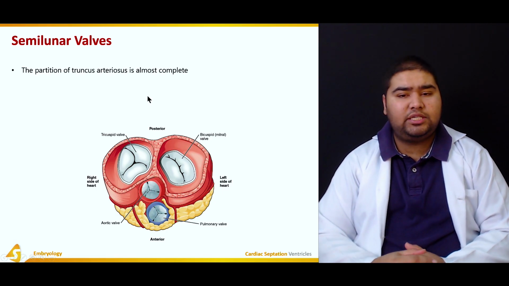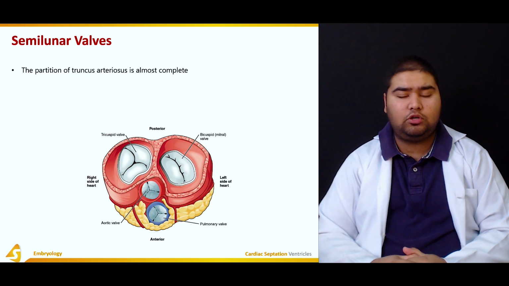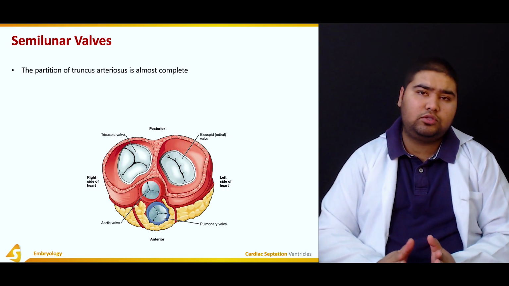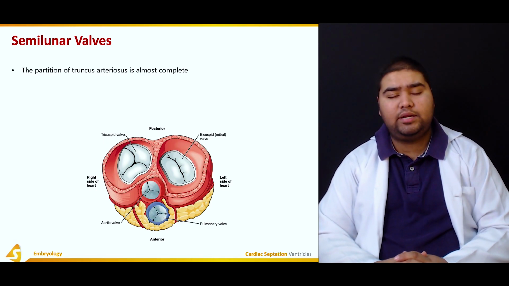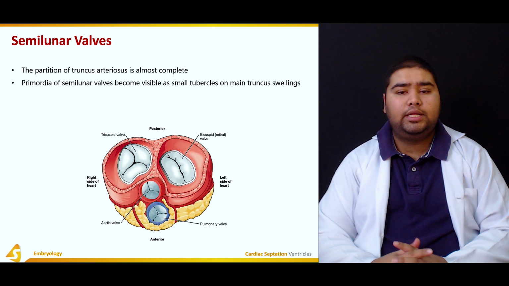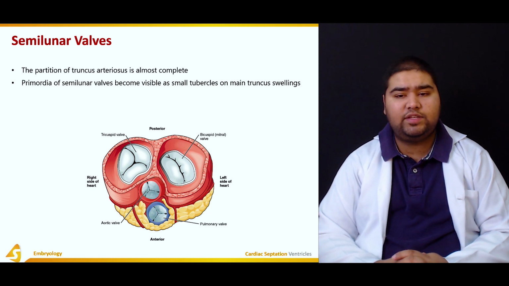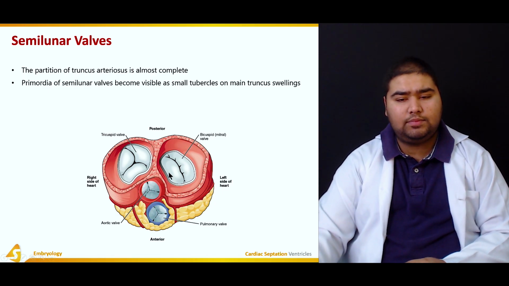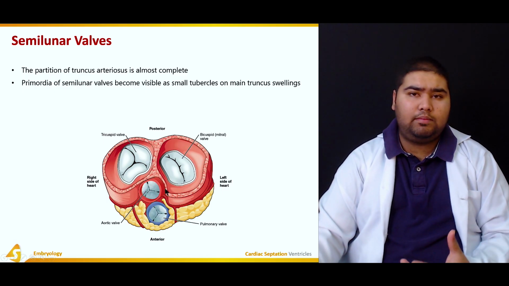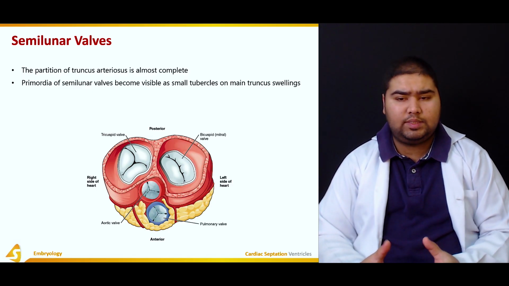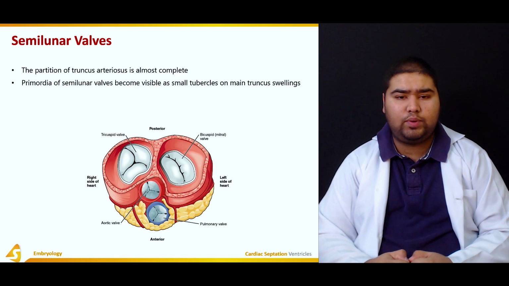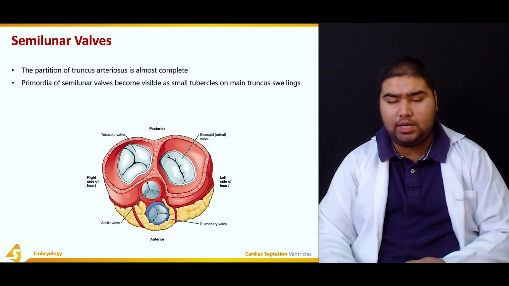So the partition of the truncus arteriosus is almost complete. Obviously, the truncus arteriosus has already been formed. So the two segments of the outflow tract, that is the aortic segment and the pulmonary segment, have already been formed. The primordia of the semilunar valves become visible as small tubercles on the main truncus swellings. So this is the adult, already formed heart, but in a developing heart, we see small tubercles visible on the main truncal swellings, which are the primordia of the semilunar valves.